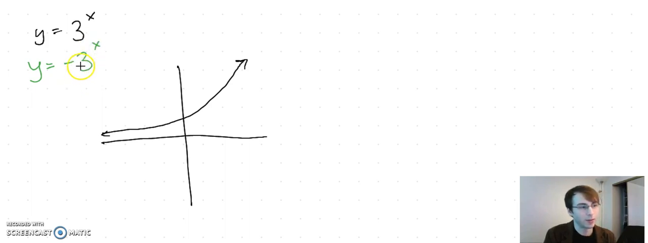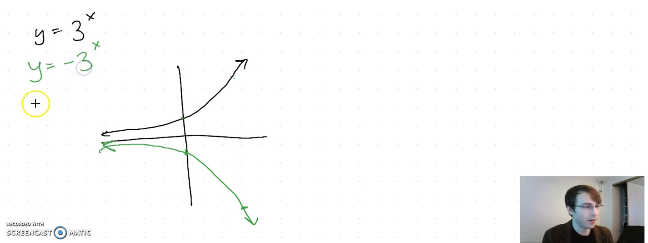I don't mean like the quantity negative 3 to the x, I mean negative of the quantity 3 to the x. So we're always going to be negative. So this just takes the y value and makes it negative at every point. So now instead of going to 1 here, it's going to negative 1. Instead of going to like whatever this is, like 9 or something, it's going to go to negative 9. So this is just reflecting over the x-axis.